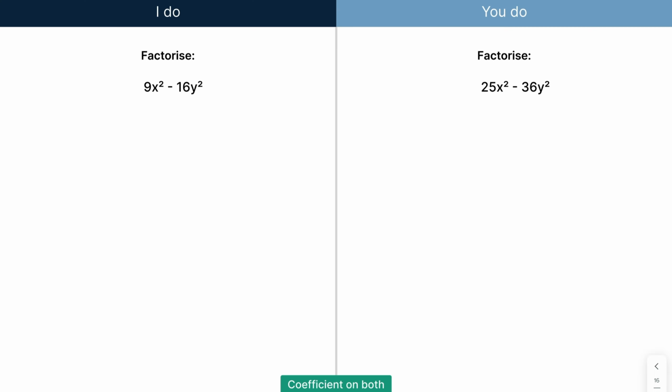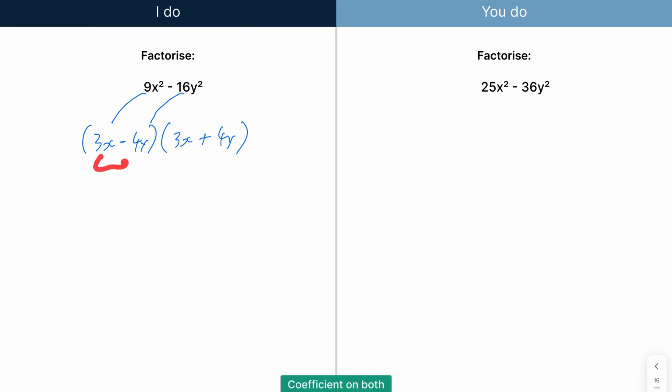So now we've got a coefficient on both sides. So we've got a coefficient there and there. So again, the exact same approach. So double brackets, square root this, that's 3x, square root this, that's 4y, and again 3x, 4y there, and a negative and a positive. And we just want to make sure they are fully simplified.